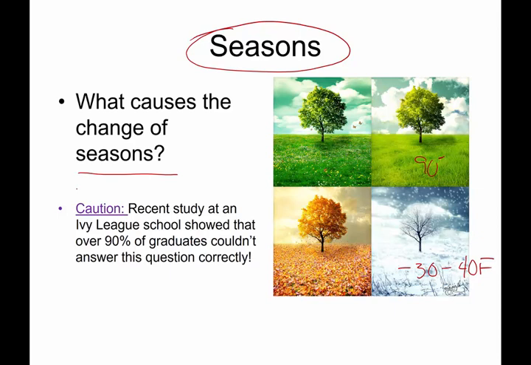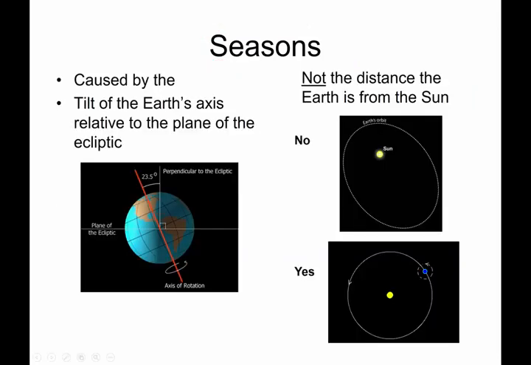Now, this is something that is misunderstood by a lot of people. There was a study done a handful of years back at one of the Ivy League schools, and when I say Ivy League, we're talking Harvard, Cambridge, one of those out on the East Coast, and they did kind of an exit survey of people who are graduating, and about 90% of them did not know for sure what caused the seasons. So when you're done here, you can feel extra smart because you're going to know something that a lot of people get wrong.